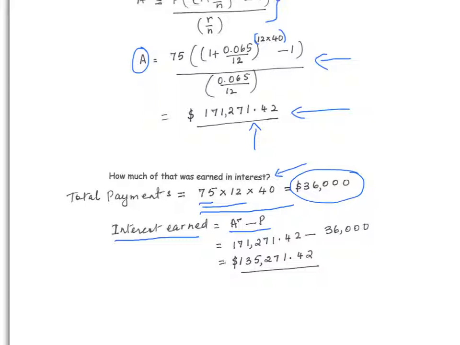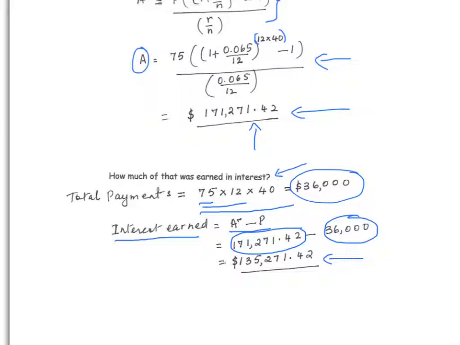So now we are ready to figure out the amount of interest earned. So A is the amount accumulated at the end of 40 years minus the amount that we invested into the account in the form of monthly payments for 40 years. And the difference is the interest earned in this account.